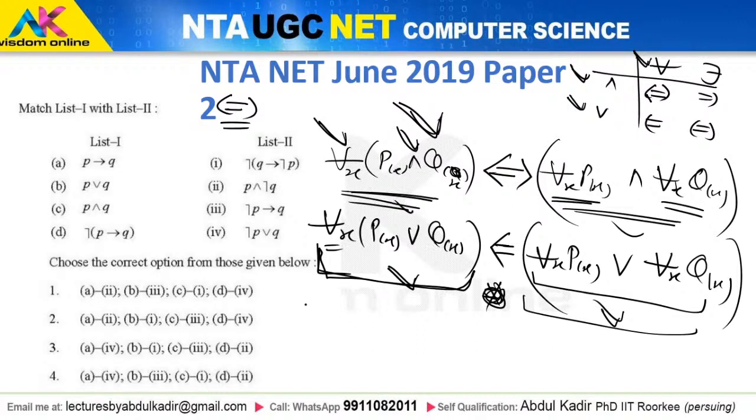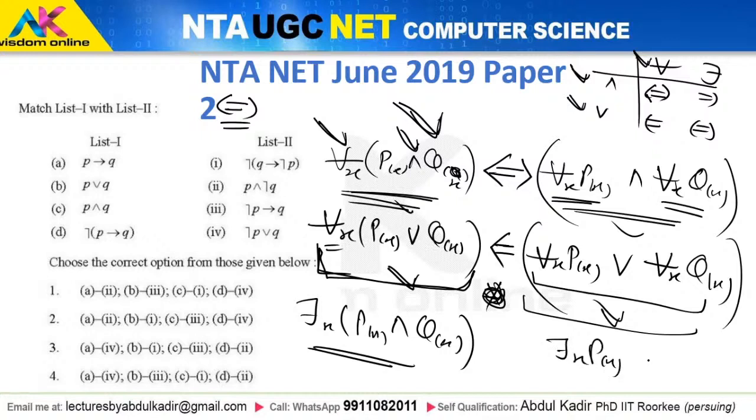Similarly you can write there exists x, px and qx on the left hand side, and on the right hand side I can take this there exists inside, then I will get there exists x px and there exists x qx. Now in our table you can see there exists with conjunction is going in this direction. So it means this LHS will imply RHS, but this RHS will not imply LHS. This is the meaning of this table.